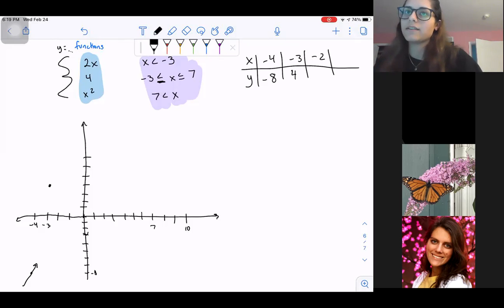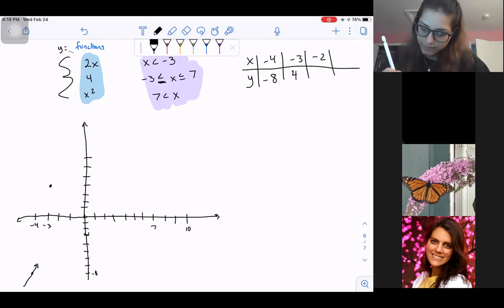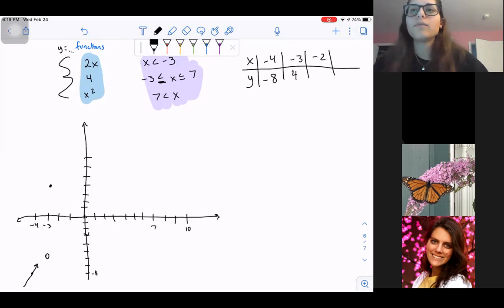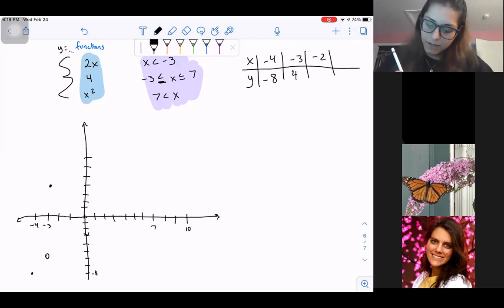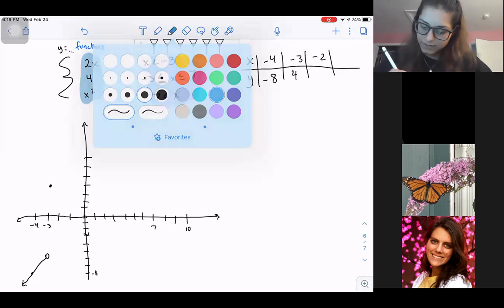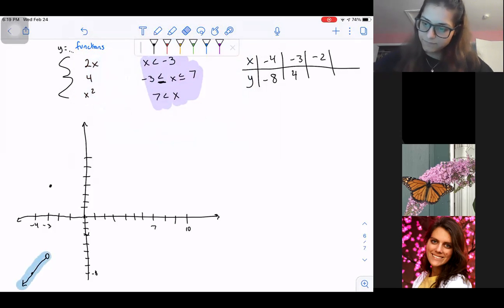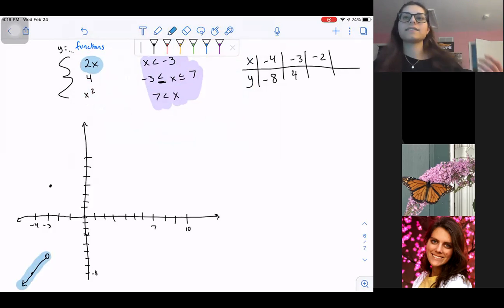To do that, I'll plug -3 into 2x, but that will be an open circle because there's no line underneath the alligator. So -3 times 2 will be -6. So -6 is right here, and we leave that open because there's no line underneath the alligator. This is just giving us an idea of where to stop our line. So our first function is right there, and that ends in an open circle because x is less than, but not equal to, -3.